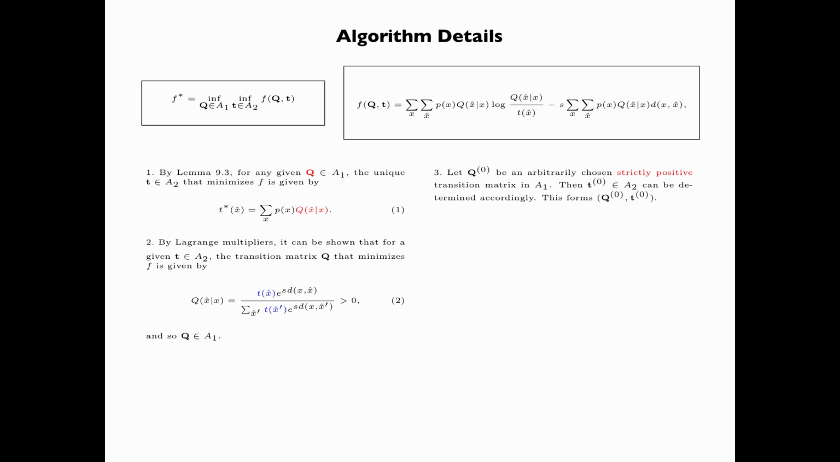Let Q0 be an arbitrarily chosen strictly positive transition matrix in A1. t0 in A2 can be determined accordingly. This forms the pair Q0, t0. Then compute Q1, t1, Q2, t2, and so on and so forth by applying equation 2 and equation 1 alternately. It will be shown in section 9.3 that f_k converges to f star, which is equal to R_D(S) minus S_D(S).